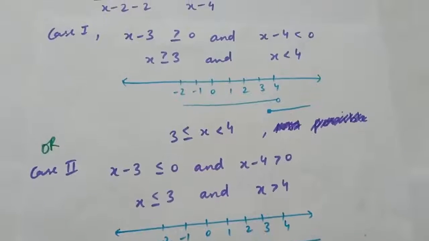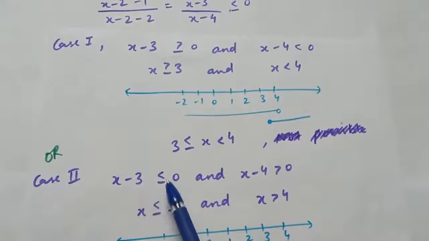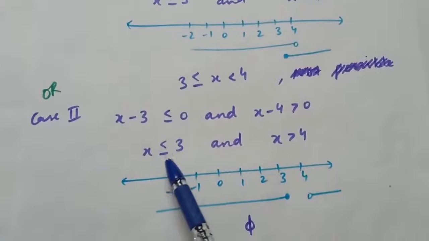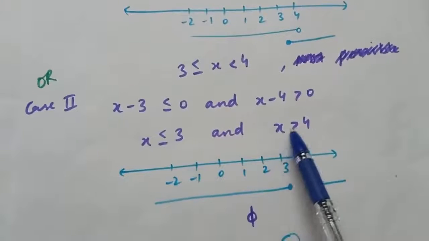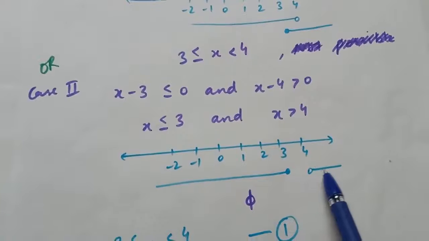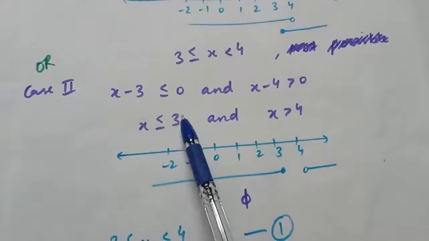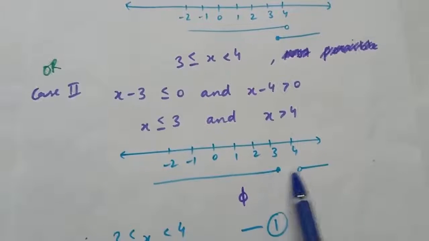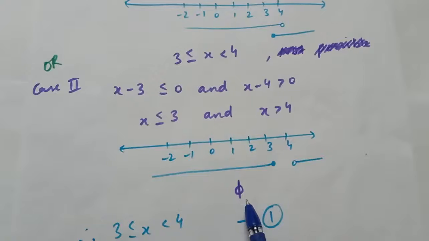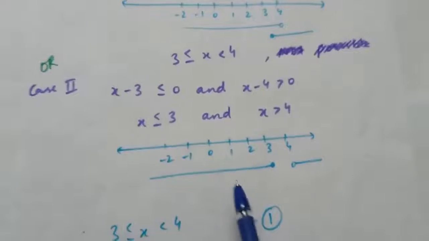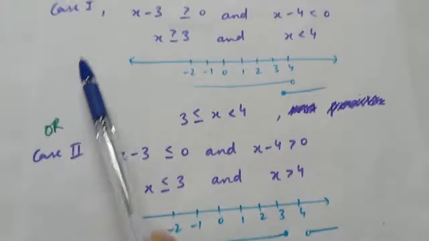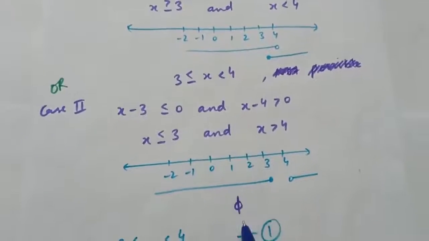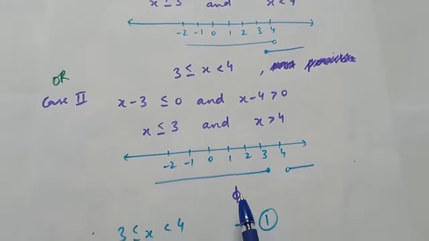Now case second will be if the numerator is less than or equal to 0 and x minus 4 is greater than 0. It means x is less than or equal to 3 and x greater than 4. So x greater than 4 will be on this side and x less than or equal to 3 will be on this side and filled circle at 3. Now because there is no intersection of these two, the solution of case second will be empty set. Because these are two cases, case 1 or case 2, we will take the union of the solutions of these two cases.